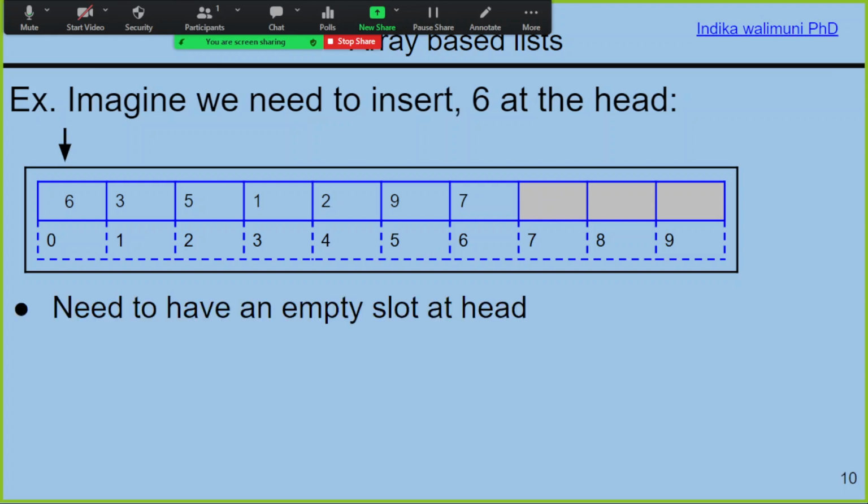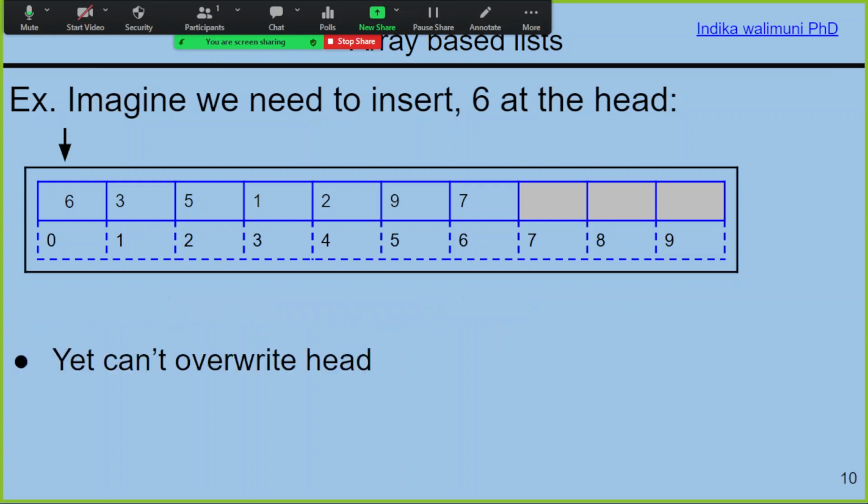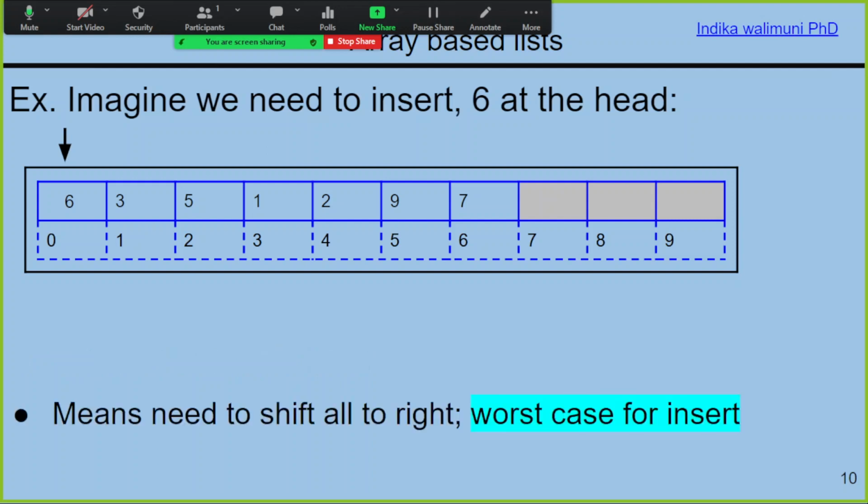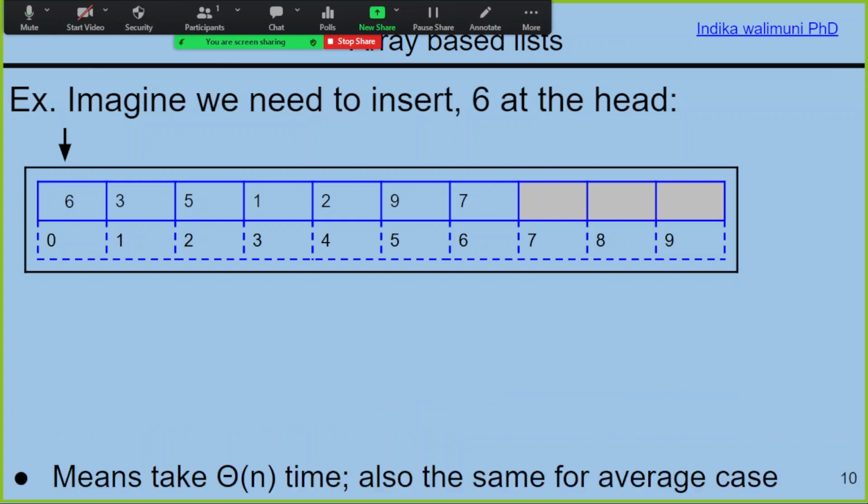So again, we need to have an empty slot at the end, and you cannot override the head. So that means this is the worst case, and we have to shift all the elements to the right. So this is an order n time process.